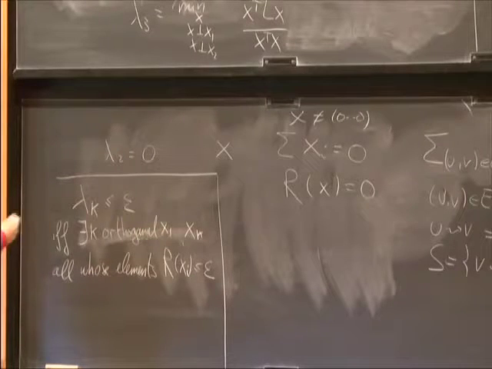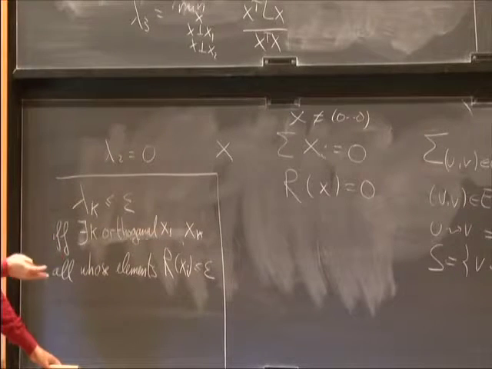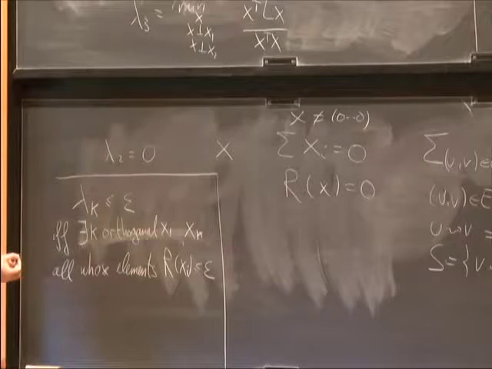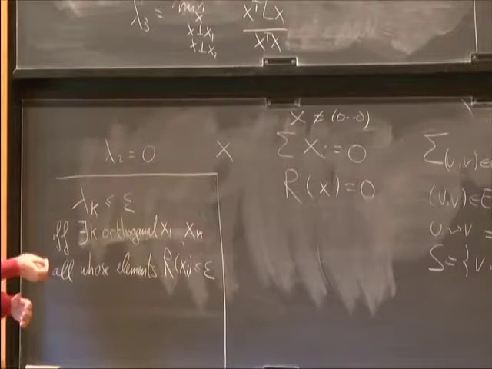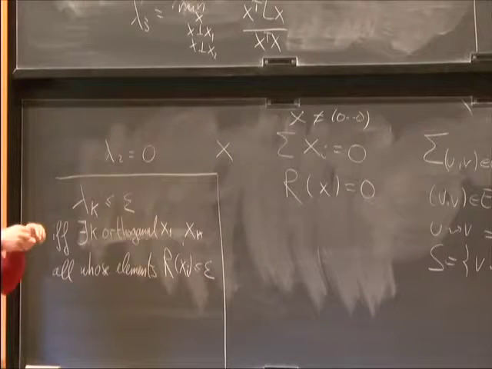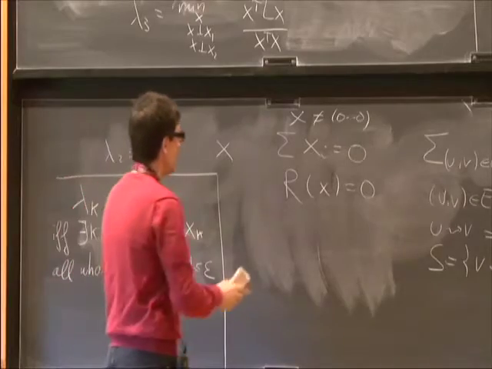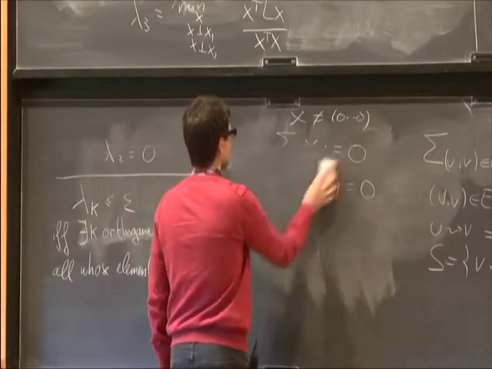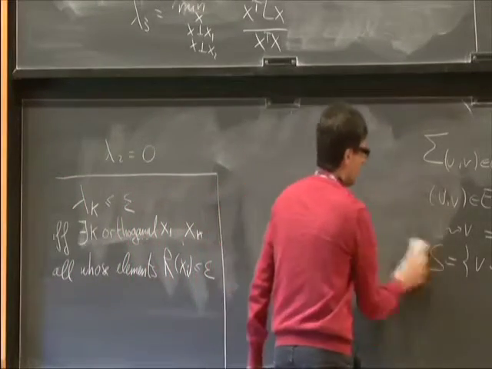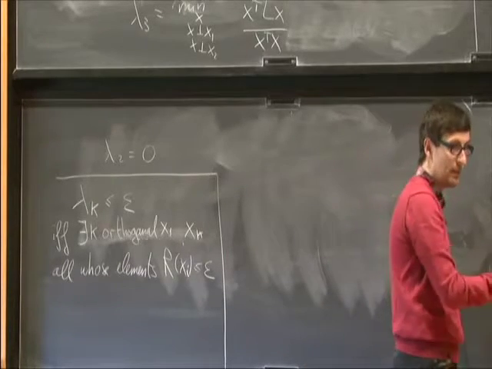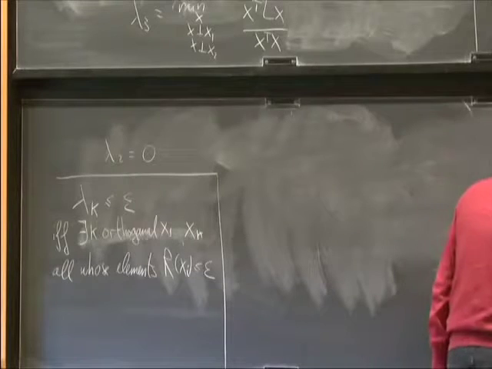So this also shows that you get lambda 2 equals 0 if the graph is disconnected. And it shows that you get lambda k equal to 0 if you have k connected components, because you just do that for each connected component. So let's see that if you have lambda k equals 0, there must be at least k connected components.